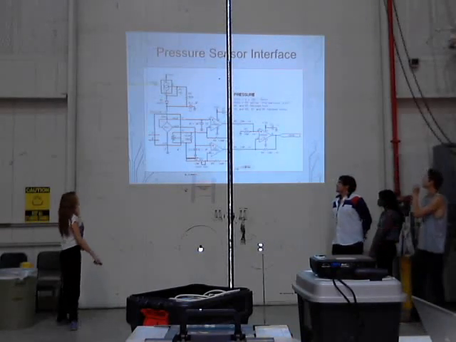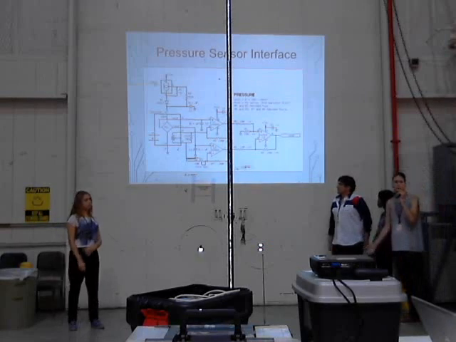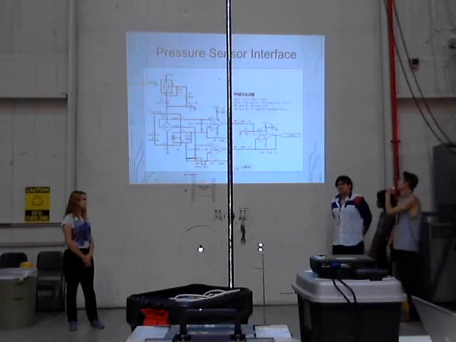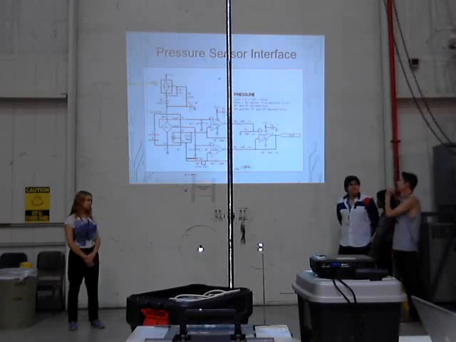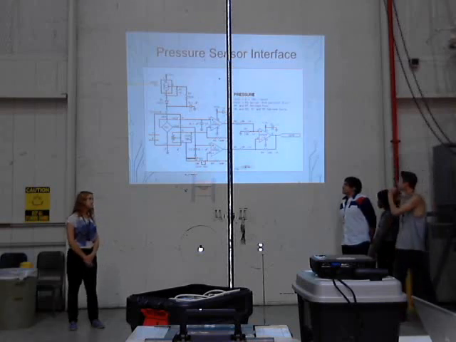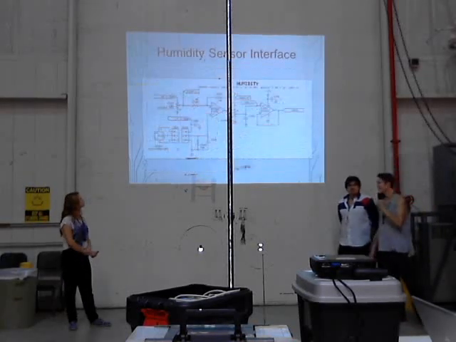This is our pressure interface. We're going to be recording with just your normal pressure sensor. We have resistors 4 and 5 matched in a pair, as well as resistors 8 and 7 and 9 respectively. That's about it for that point.